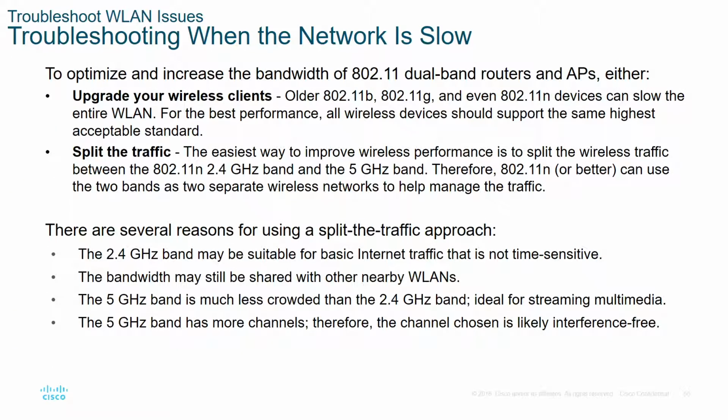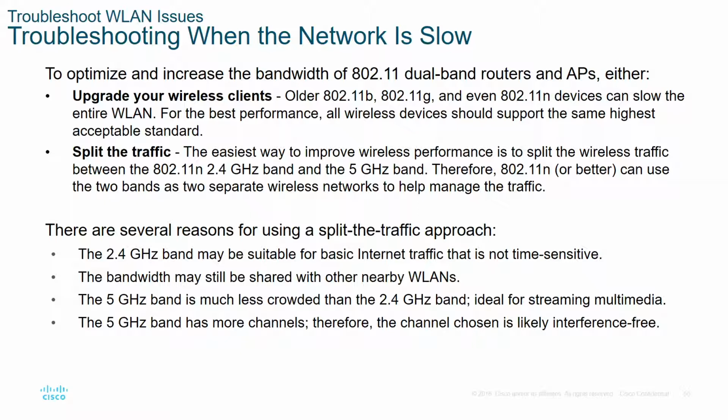To optimize and increase the bandwidth of 802.11 dual band routers and access points, either upgrade your wireless clients. Older 802.11b and 802.11g and even 802.11n devices can slow the entire WLAN. For the best performance, all wireless devices should support the same highest acceptable standard.